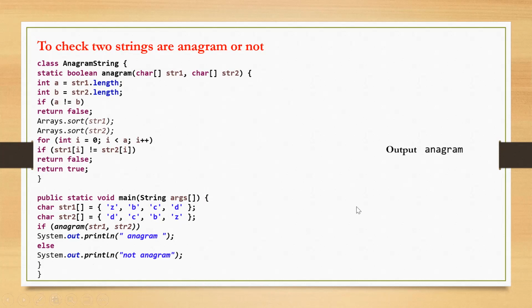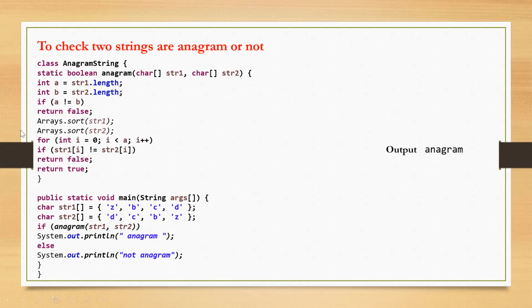Sorry. Let us assume one string is there. If the characters are the same in both strings, we need to say that it is an anagram, whatever the order. Let us assume the first string is ABC, and the second string is CBA or BAC or ABC. If the characters are the same in both strings, it will be an anagram.